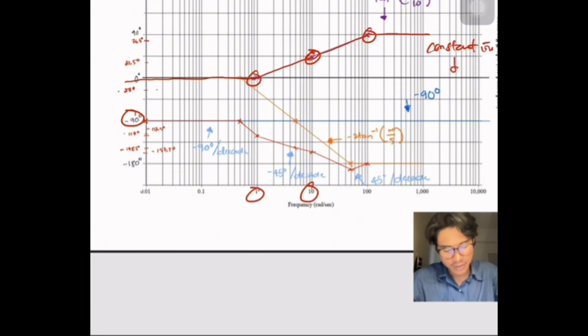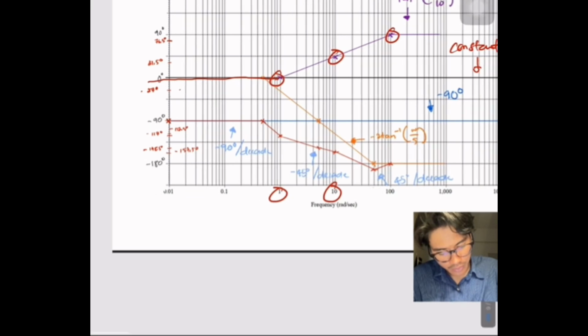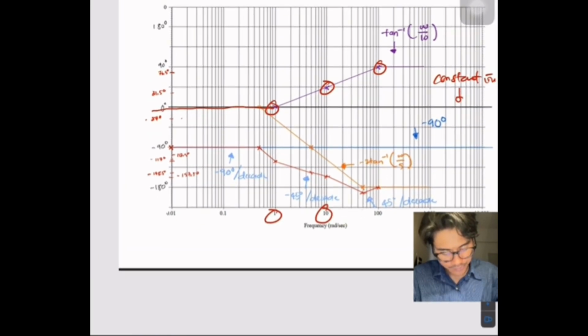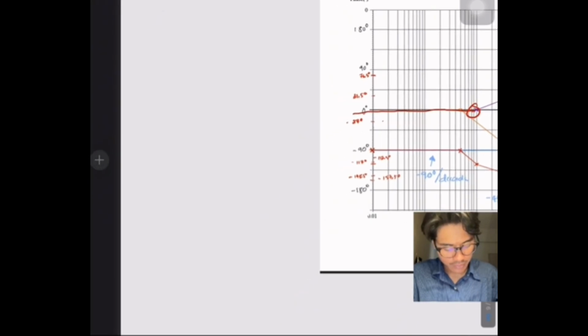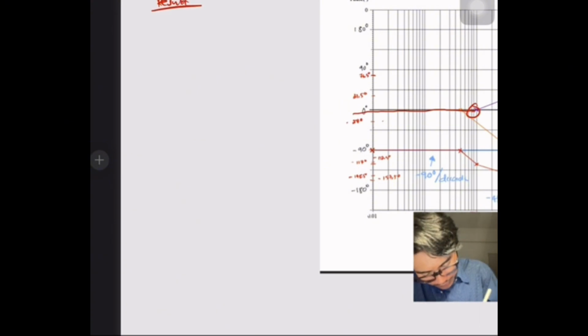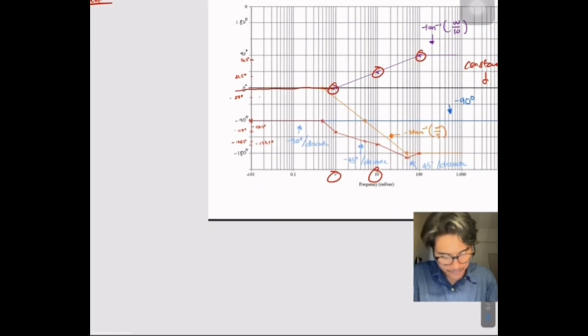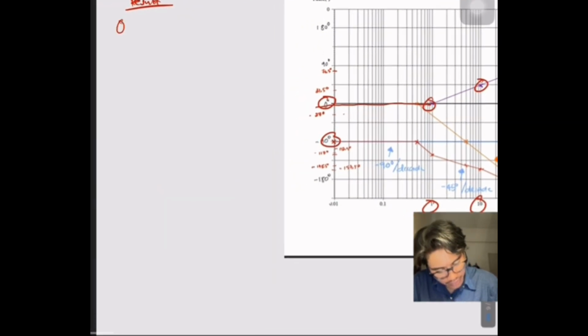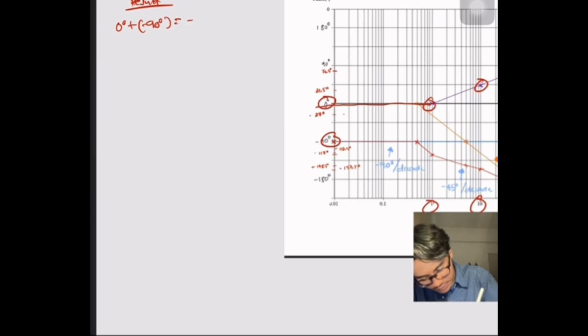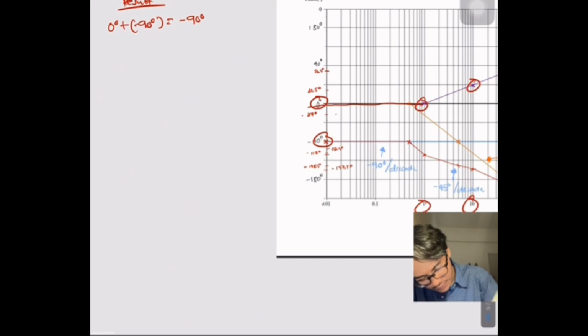After we plot the graph of the constant, zero and poles, you can find the value of the result. To find the result graph, first at this point we have 0 degree and 90 degree. So it's 0 degree plus negative 90 degree, and you get negative 90. So we plot the graph at this negative 90.